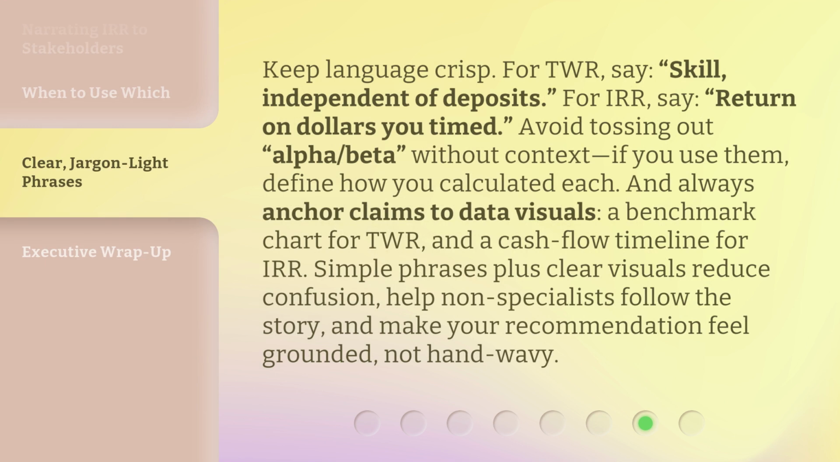Keep language crisp. For TWR, say, skill, independent of deposits. For IRR, say, return on dollars you timed. Avoid tossing out alpha/beta without context. If you use them, define how you calculated each.